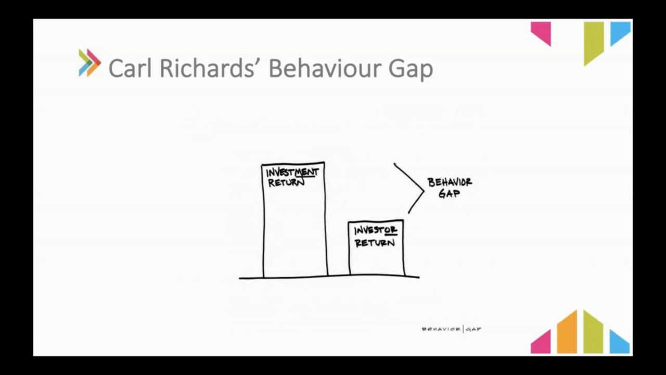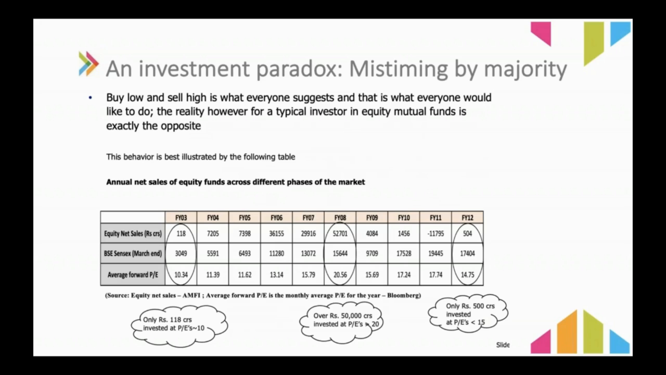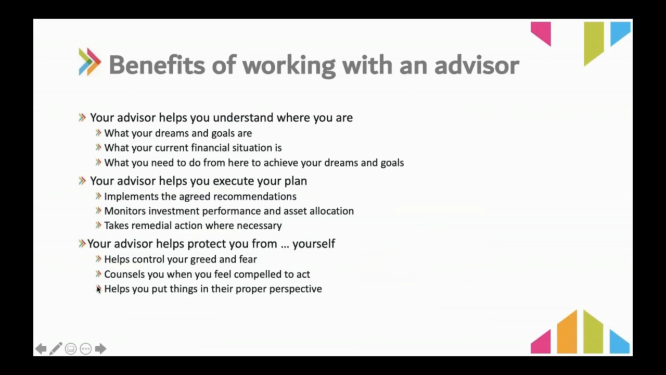So let's understand that a little better using a slightly historical context. According to this slide, everybody says they want to buy low and sell high. But if you look at how people have behaved in the past, and this is a slightly dated example, from the period of 10 years from FY03 to FY12, what would buy low and sell high mean? Knowing what is low and what is high is usually evaluated using the price earnings ratio, or the PE ratio.